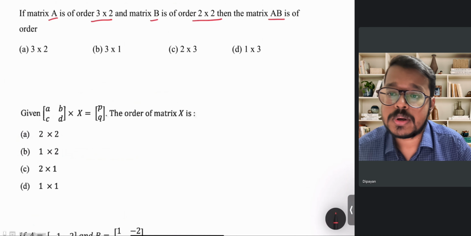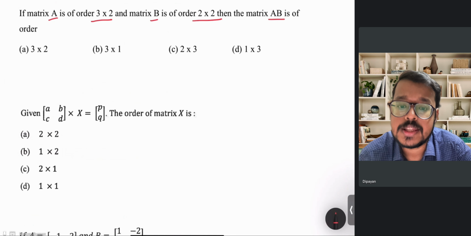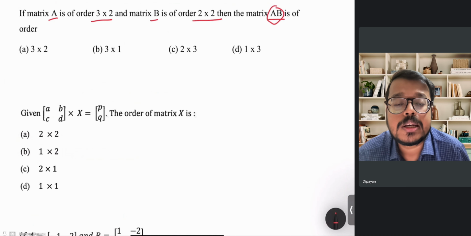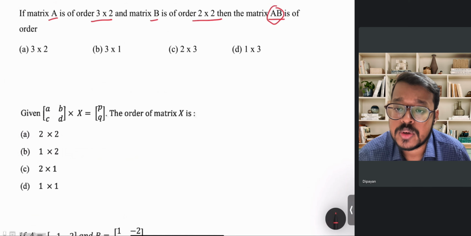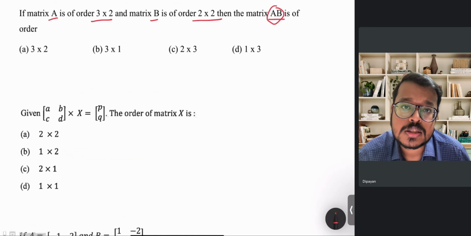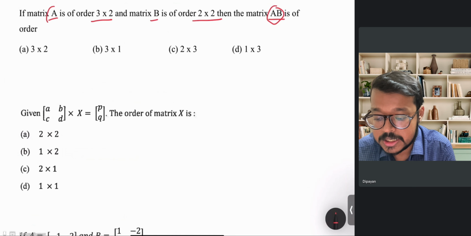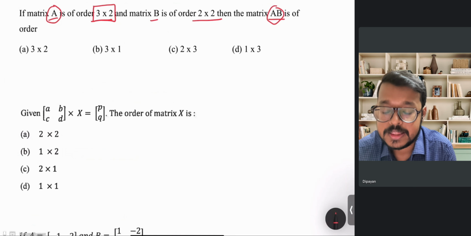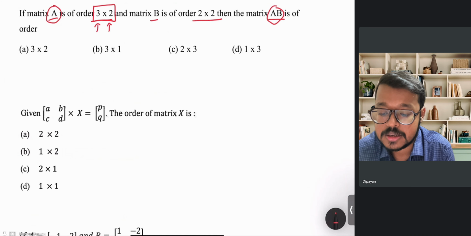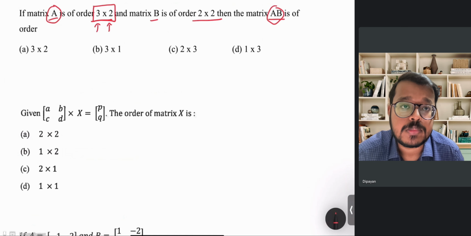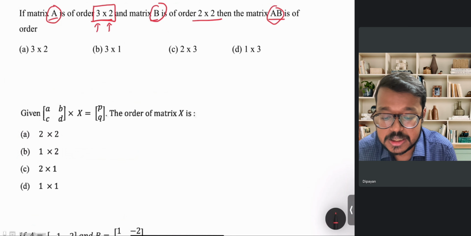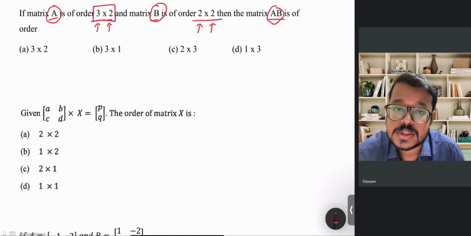Now this is talking about the order of a matrix, and then AB is also multiplication of matrices. So let's have a quick recap. Order of a matrix will specify how many rows and columns the matrix has. So every matrix will have some number of rows and columns. Suppose here matrix A has order 3 by 2. That means it has 3 rows and 2 columns. So that's the order of a matrix. And matrix B is of the order 2 by 2, so it has 2 rows and 2 columns.